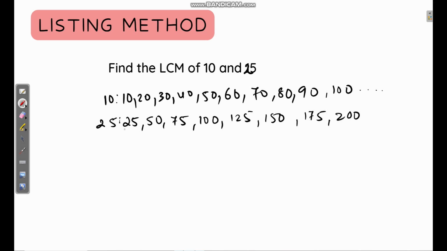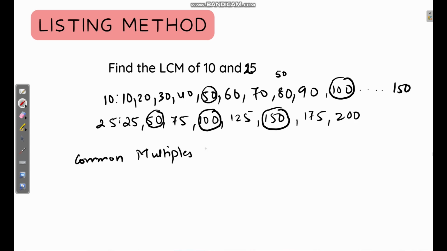Now let's find out the common multiples. I can see that 50 is common. After 50 comes 100. The difference is 50 over here, so the next will be 150. I'll just write down the common multiples.